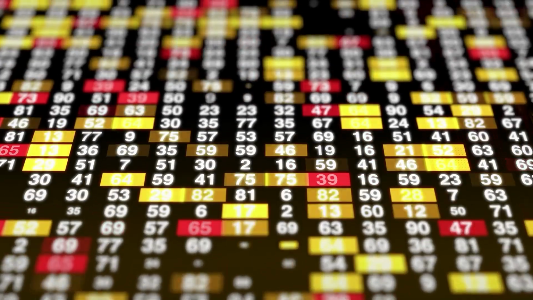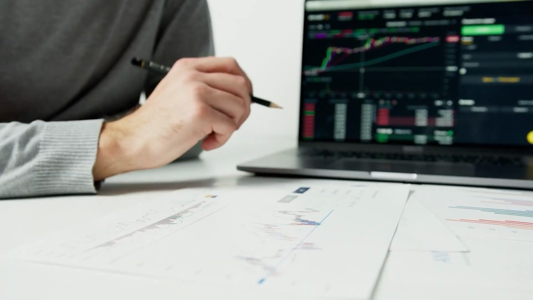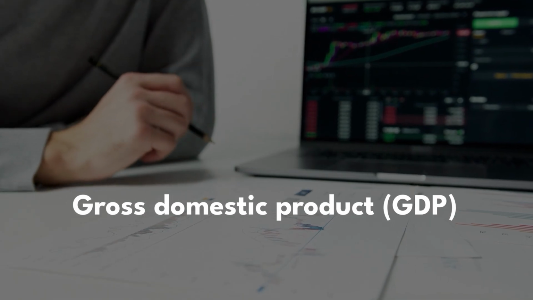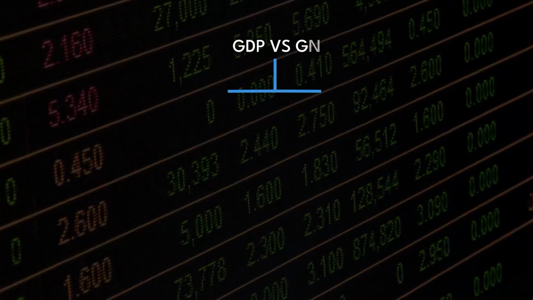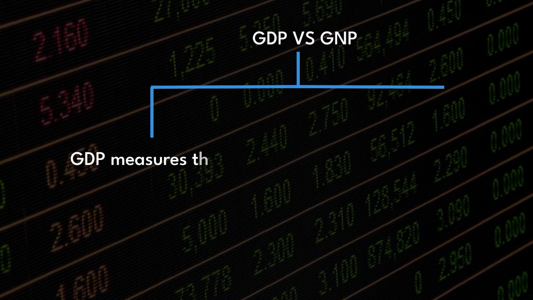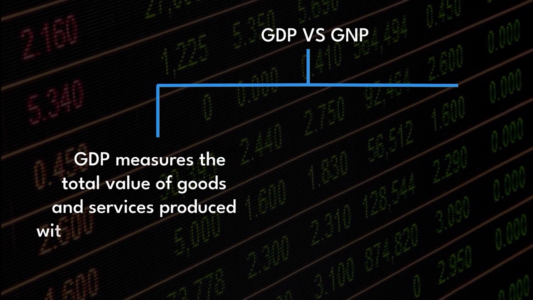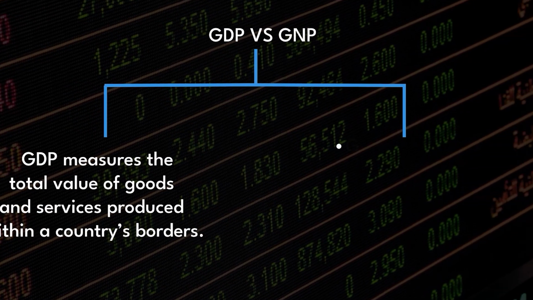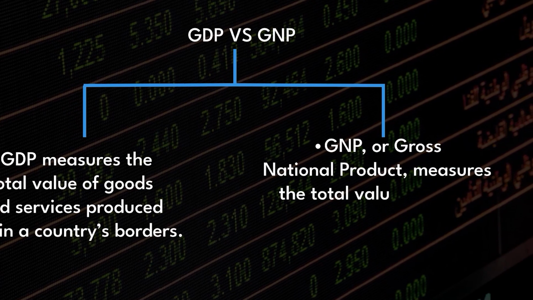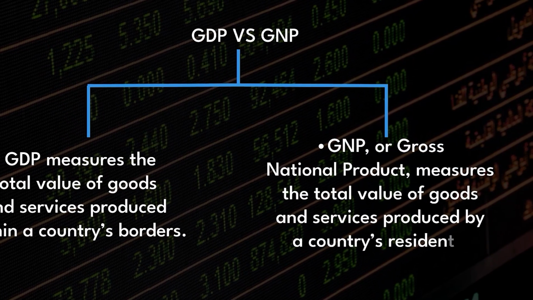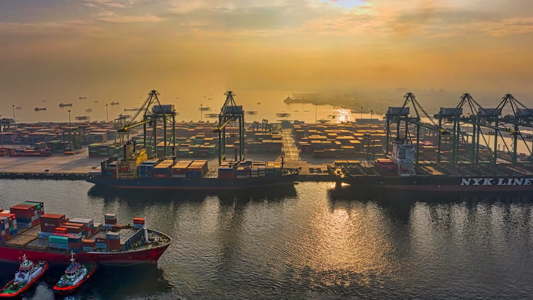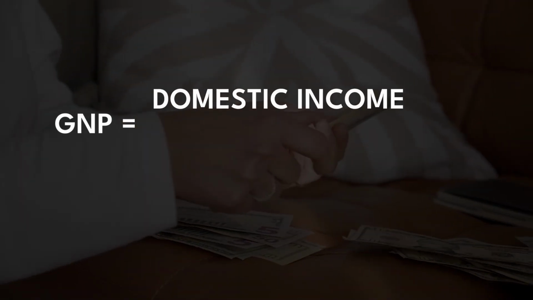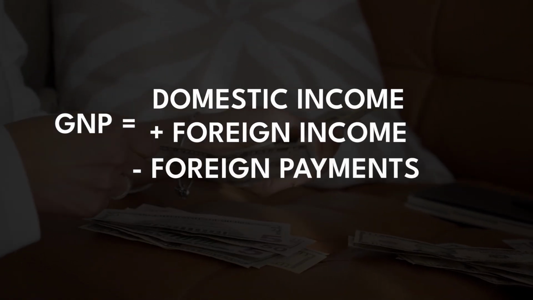When measuring a country's economic performance, it's also important to understand the difference between gross domestic product, GDP, and gross national product, GNP. They sound very similar, but aren't the same. GDP measures the total value of goods and services produced within a country's borders. GNP, or gross national product, measures the total value of goods and services produced by a country's residents, no matter where they are. Whilst GDP takes into account consumption, government spending, investment, and net exports, GNP is made up of domestic income plus foreign income, minus foreign payments.